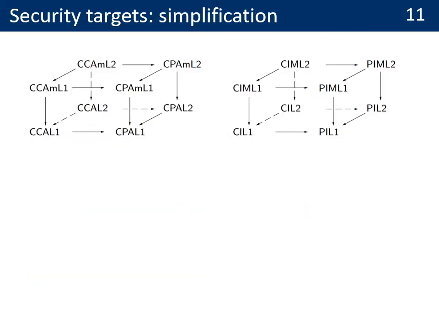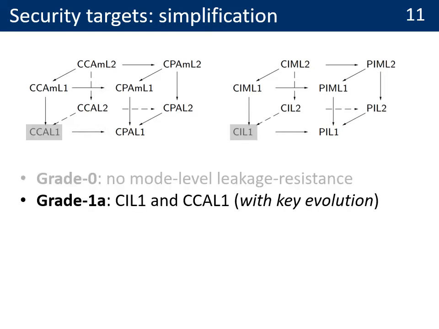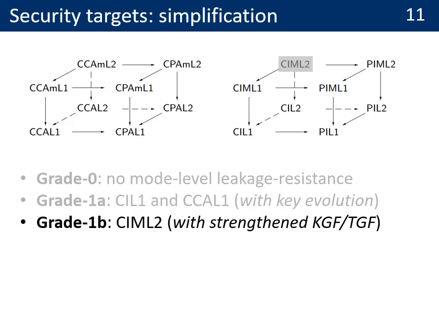Now, the simplification we propose is the following one. We will consider grade 0 designs that have no mode level leakage resistance. Grade 1A designs ensure ciphertext integrity with leakage in encryption and CCA security with leakage in encryption, for example, thanks to key evolution. Grade 1B designs ensure ciphertext integrity with misuse resistance and leakage in encryption and decryption, for example, thanks to strengthening the key generation function and the tag generation function.